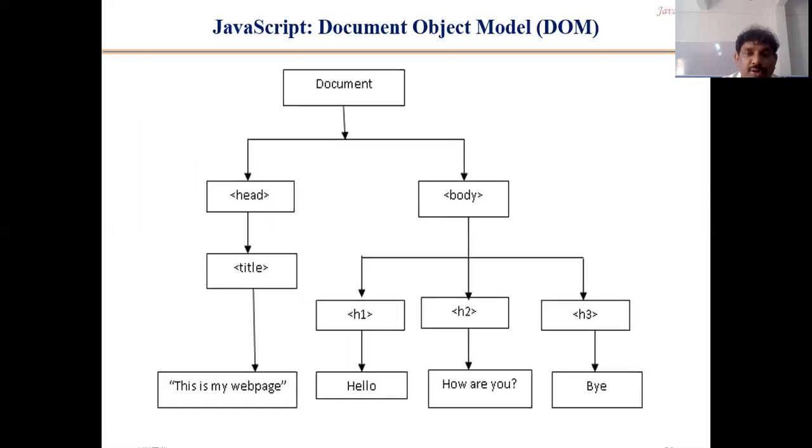In the document object model, the document is divided into two parts, head and body. Head represents the title. Title means we can say that this is my web page, or for example we can say www.google.com. Coming to the body, we are using three headers here, H1, H2 and H3. H1 header is used for hello and H2 header is used for how are you and H3 header is used for bye. It is parsing from top to bottom.